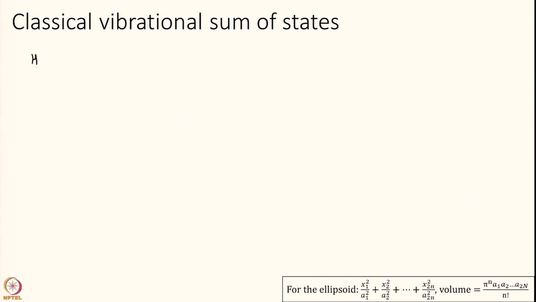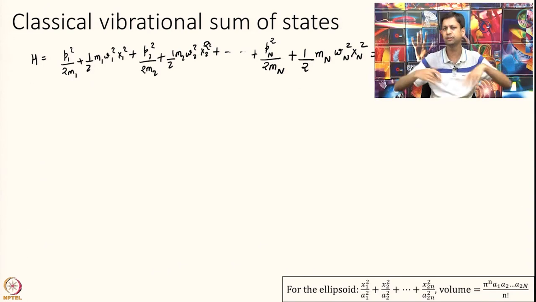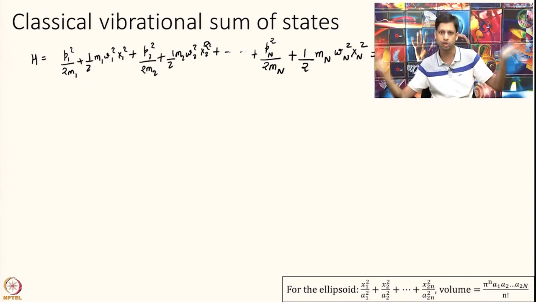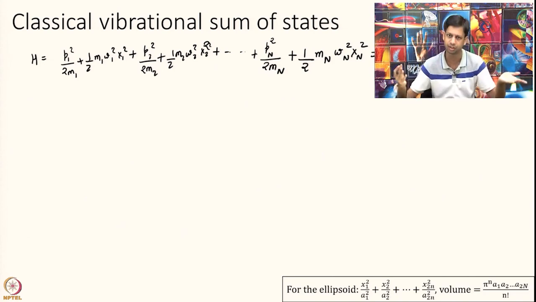So, classically, my H now is what? It is, well, p1 square over 2m1 plus half m1 omega 1 square x1 square plus p2 square over 2m2 plus half m2 omega 2 square x2 square plus dot dot dot, I have n oscillators, plus half m n omega n square xn square. So, again I will play the same trick, I will say H is equal to E and this is some n dimensional space, a huge space, but it does not matter, I have this huge space in which I have a contour of H equal to E and I simply have to find the volume occupied by this contour. That is still my general recipe, however large n is, even if I cannot draw the figure, even if I cannot imagine the figure.